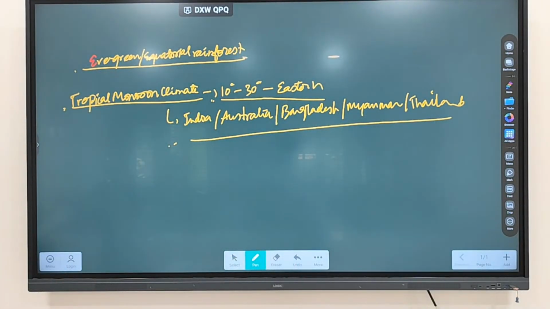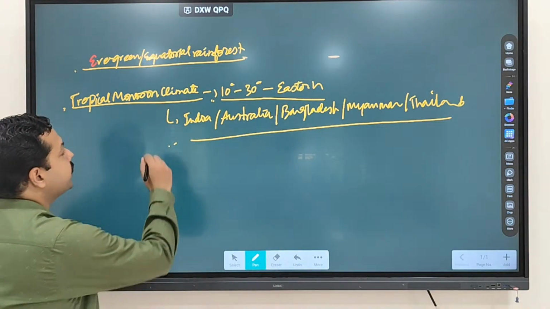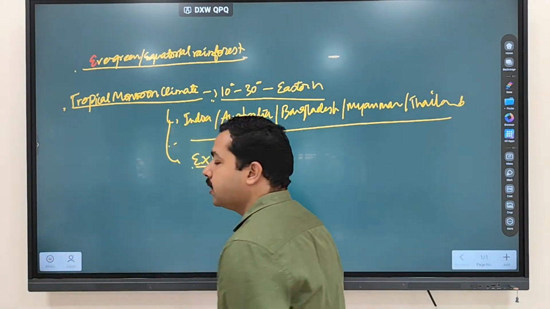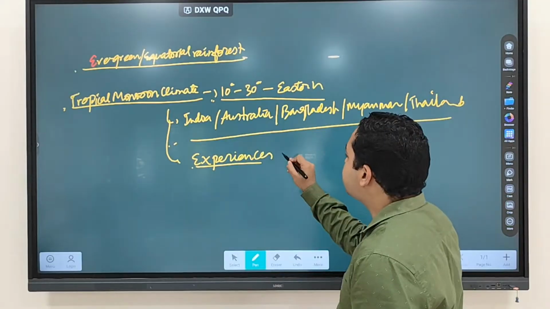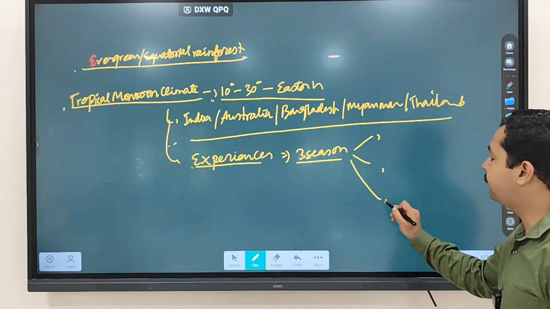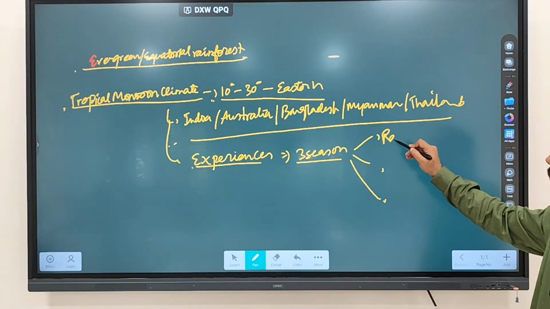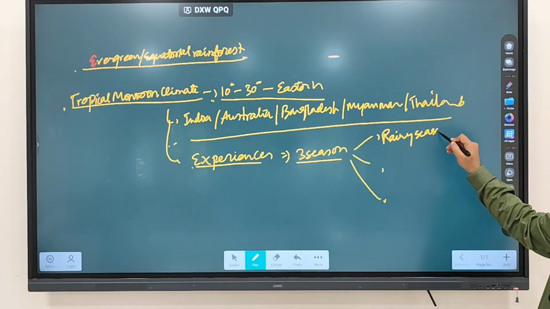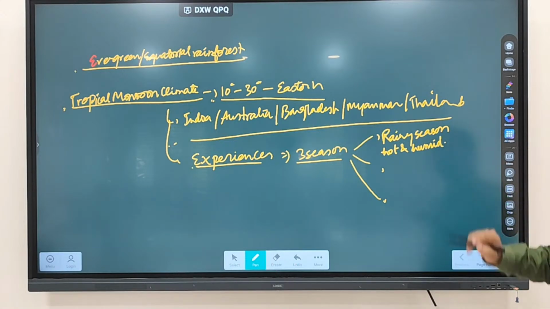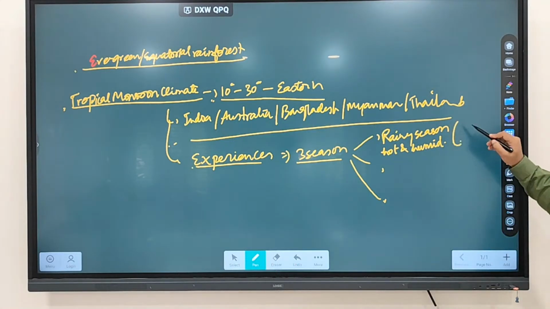Fine. Now, this type of climate experiences 3 seasons. As we discussed, the equatorial region experiences no season. This is experiencing how many seasons? 3 seasons. Which are the 3 seasons? One is the rainy season, which we call the hot and humid season, and which is generally between June to October.